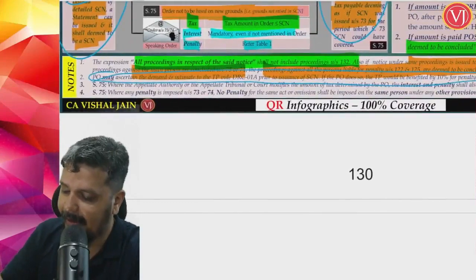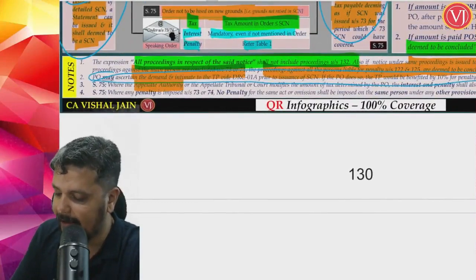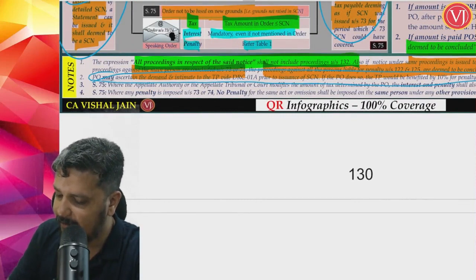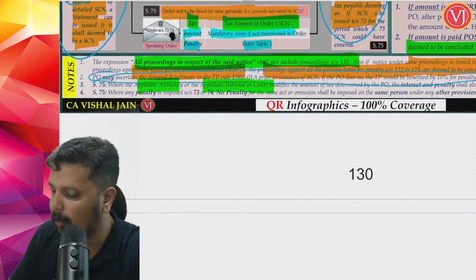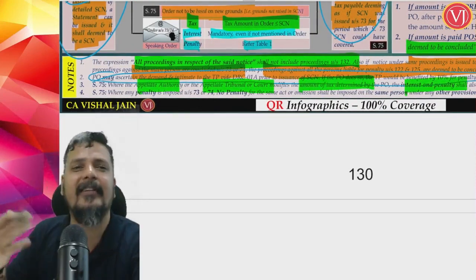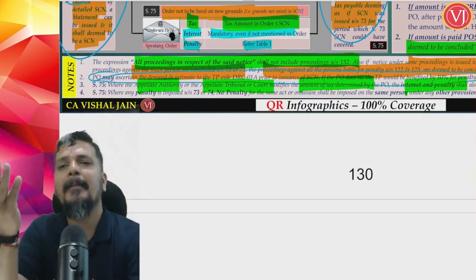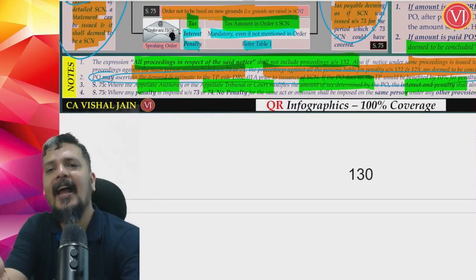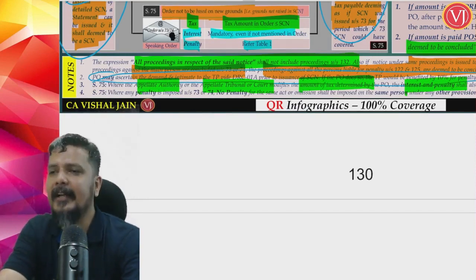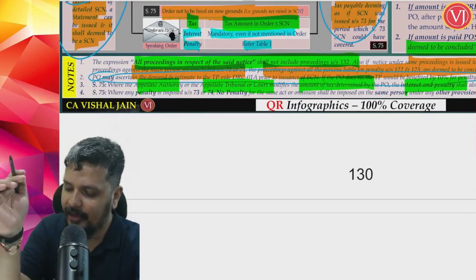And where the appellate authority or the appellate tribunal or court modifies the tax amount, automatically interest and penalty will stand modified. The moment they change the tax, see what is the base of interest and penalty? Tax. The tax changes, automatically interest and penalty will get changed.